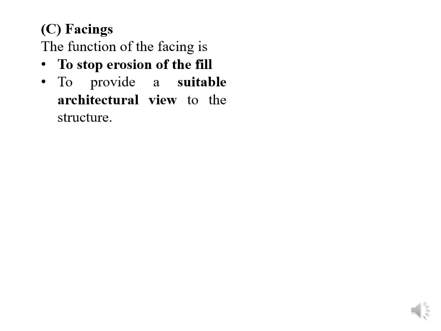You see, the facing unit is not going to take the load of the soil reinforcement, right? What is the purpose of the facing unit? The function of the facing unit is to stop the erosion of the fill. It is given on the front of the retaining wall or whatever structure is there. So, to stop the erosion of the fill and to provide a suitable architectural view to the structure. In the beginning also I told you that facing units are provided for the architectural view.